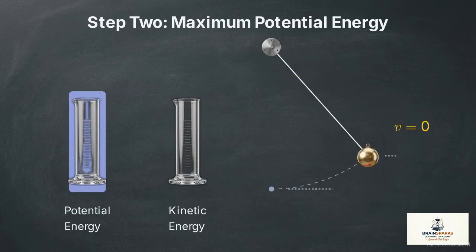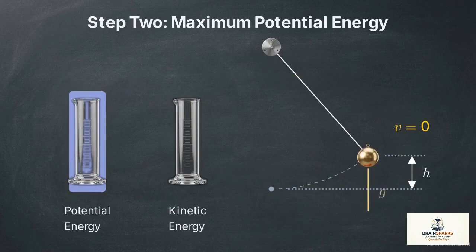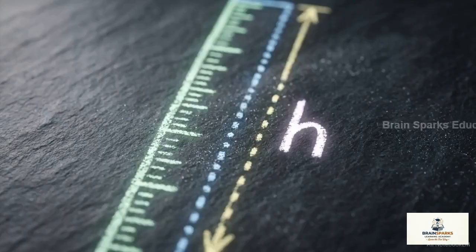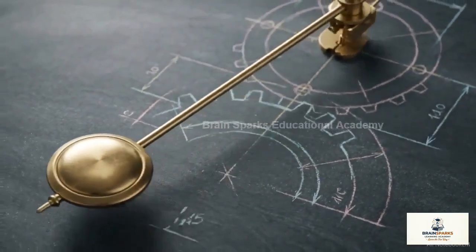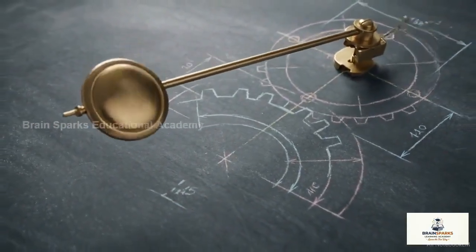But look at the other column. Because you have lifted the bob to its maximum height, it now holds gravitational potential energy. This is energy stored by gravity, waiting to pull the bob down. The formula here, mgh, simply multiplies the mass of the bob, the pull of gravity, and the height you lifted it. The higher you lift the bob, the more gravitational potential energy it stores. At this highest peak, that stored energy is completely maxed out.